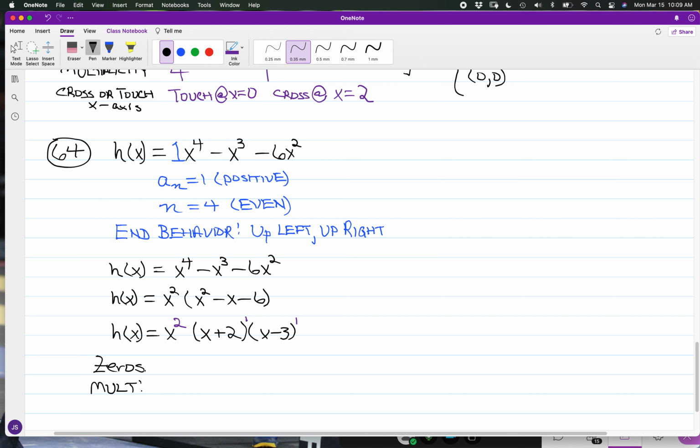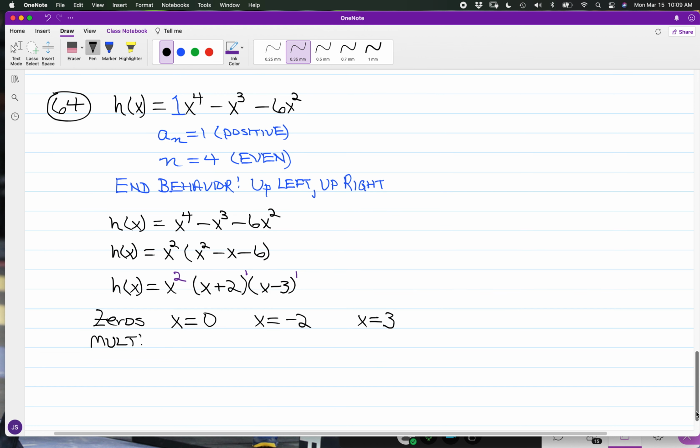Okay, so for the zeros and their multiplicity, from just the x factor, we have x equal to 0. From x plus 2, I have x equal to negative 2. And from x minus 3, I have x is equal to 3.